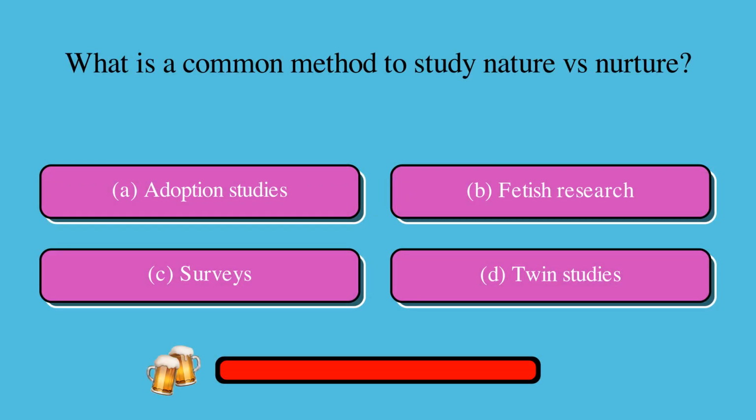What is a common method to study nature versus nurture? Is it A. Adoption studies, B. Fetish research, C. Surveys, or D. Twin studies? The correct answer is A. Adoption studies.